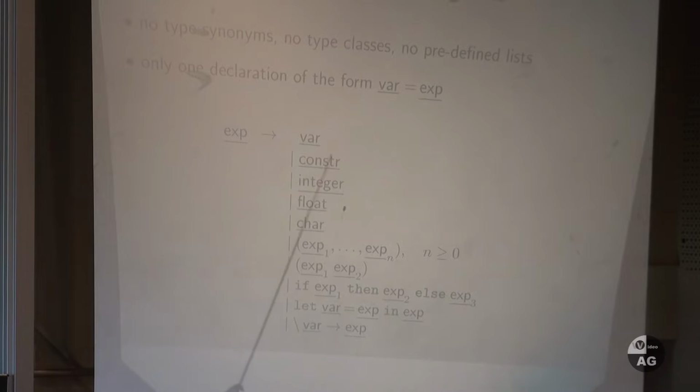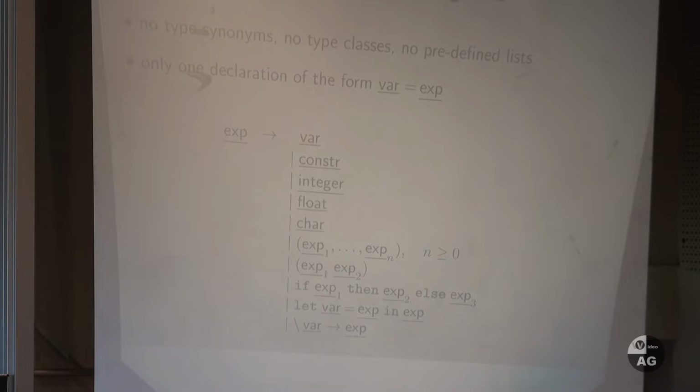There's a hard restriction, namely the program consists of just one single defining equation of this form. A variable on the left-hand side and an expression on the right-hand side. And the expression is built according to this grammar. So it can be a variable, it can be a data constructor, an integer, a floating point number, or character. It may not be a predefined list, but it may be a tuple. It may be an application where you apply one expression to the next. It may be an if-then-else expression. It may be a let expression, so we have let, but not where. And it may be a lambda expression, but only a lambda expression with one single argument. And this may not be a pattern, but must be a variable.